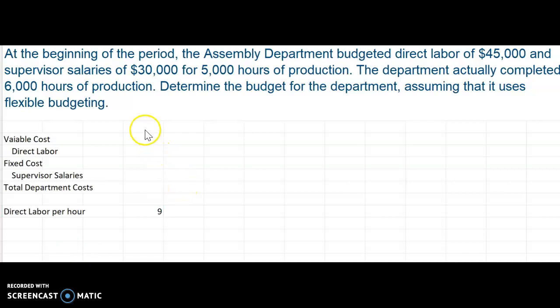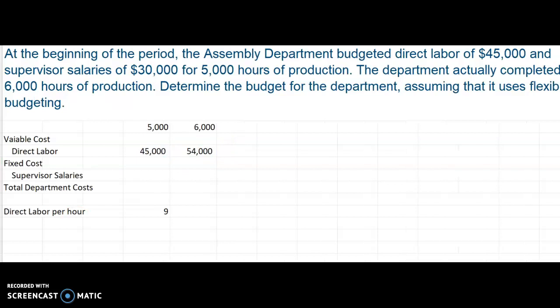So what we're going to do now, let's go ahead and drop the 5,000 hours of production, and now we're going to do it for the actual 6,000 hours of production. Okay, so we're going to do the 9 times the budgeted 5,000, and now we're going to do it for the actual. We're going to do the 9 times the actual hours of production, which was 6,000, so that would be 54,000.